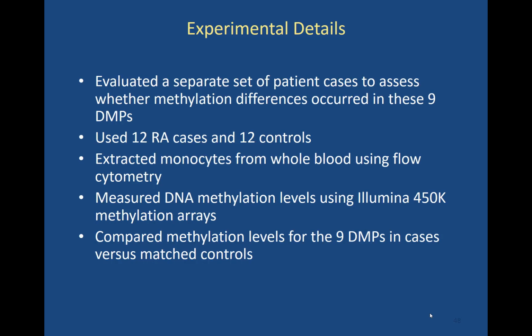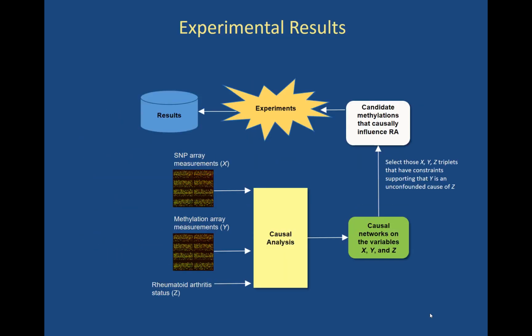They used 12 rheumatoid arthritis cases and 12 controls. They then extracted monocytes from the whole blood using flow cytometry, and they measured the DNA methylation levels using the Illumina 450 methylation array. And they compared the methylation levels for the 9 DMPs in the cases versus these matched controls.